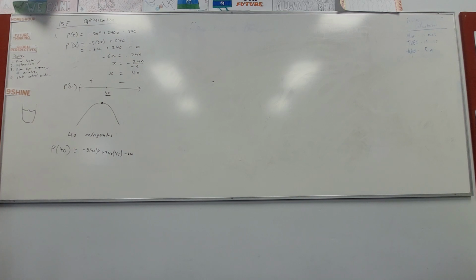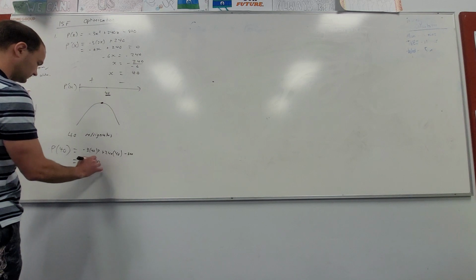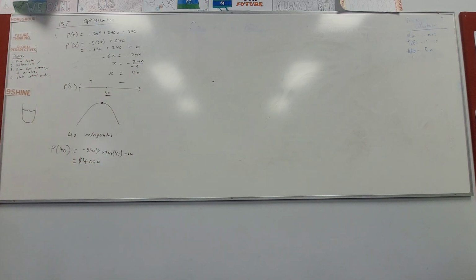So what have we got? Minus 3 times 40 squared plus 240 times 40, and then take 800. I've got $4,000 is the maximum profit. Okay, so again, what have we done? Differentiate, draw the sign diagram. That's going to tell you the value of the optimal solution, and then solve whatever it's asking you for. Sometimes it's dimensions, sometimes it's something different.